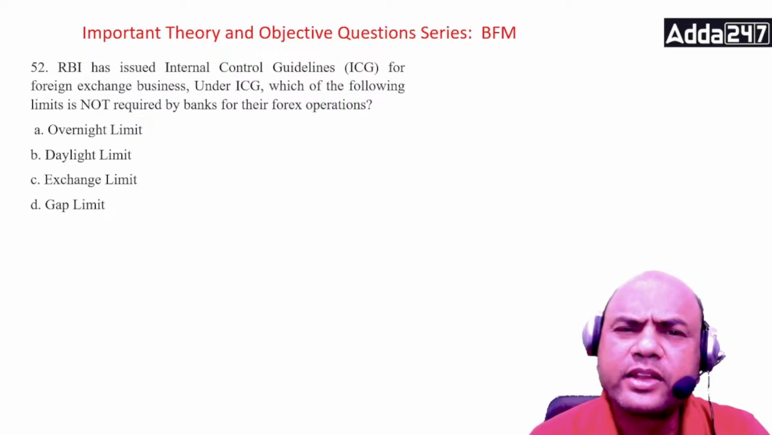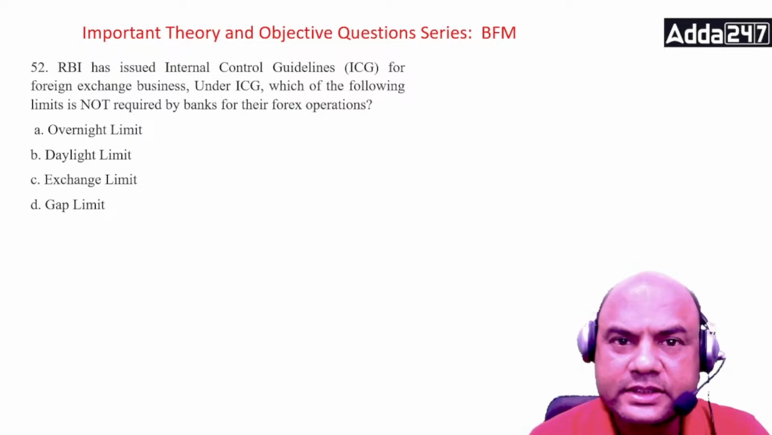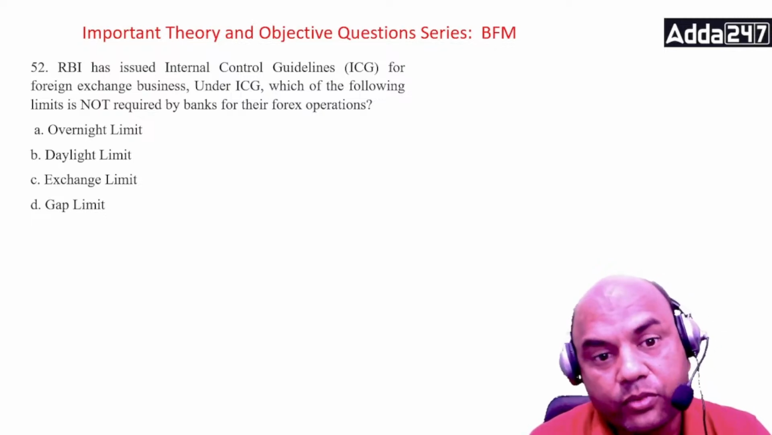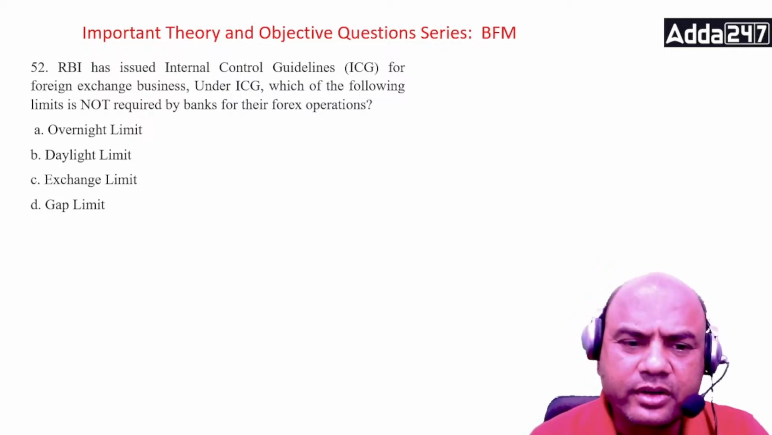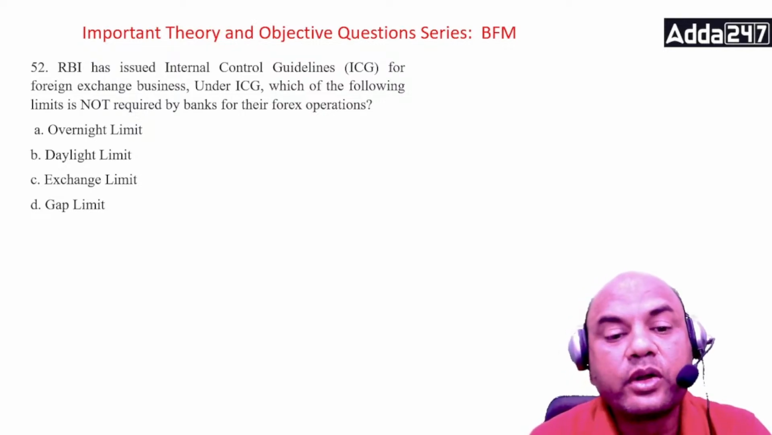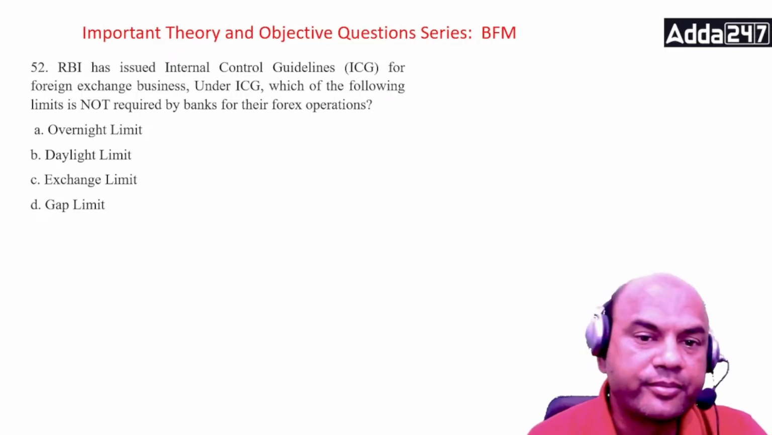Daylight means what? I'll give you a simple example. Teller cash. Vault cash and teller cash are different. Teller cash means what cash the teller can bring to the counter from that vault. Same thing over here. The maximum amount of open position or exposure the bank can take during the daytime, during the working time, is known as the daylight limit.